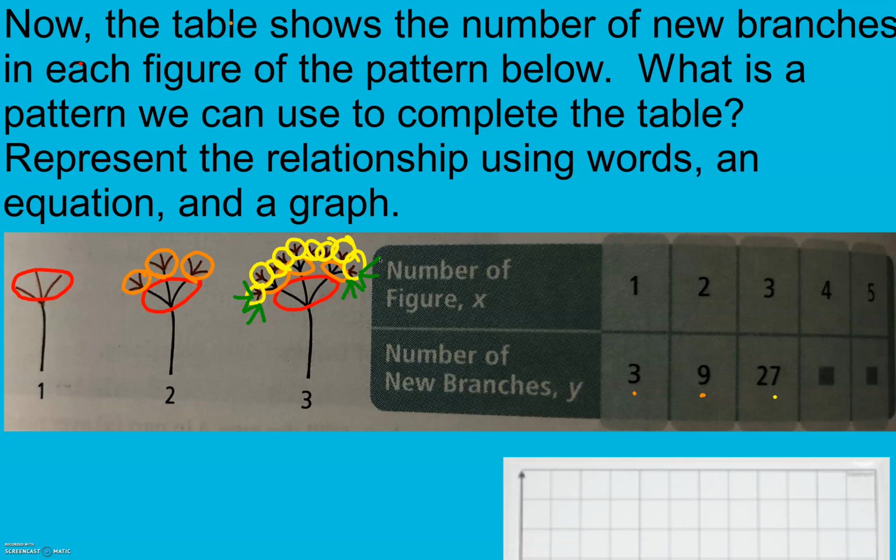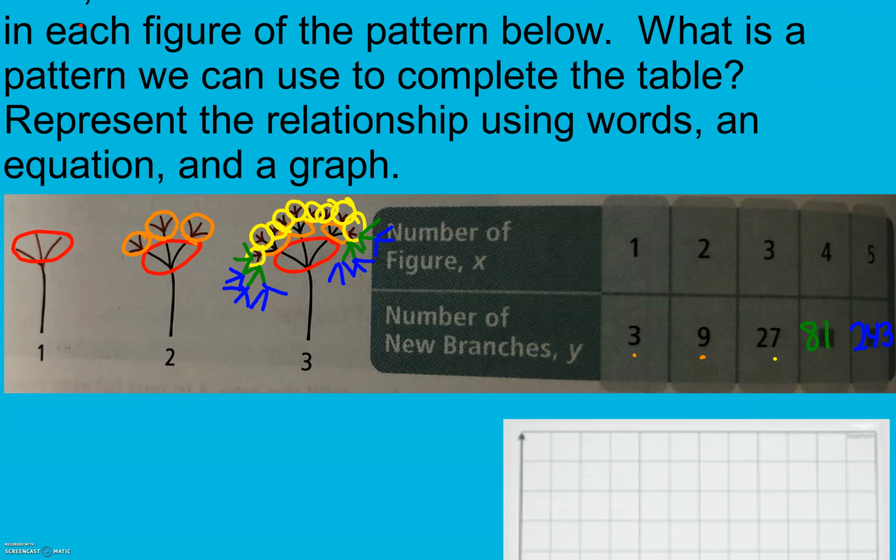So each of our 27 branches in figure 3 in yellow get their own green, which means we multiply 27 by 3 to get to 81. And in figure 5, each of our green branches gets 3 of their own blue branches. So all 81 of our green branches have 3 of their own. So 81 times 3 gives me 243.